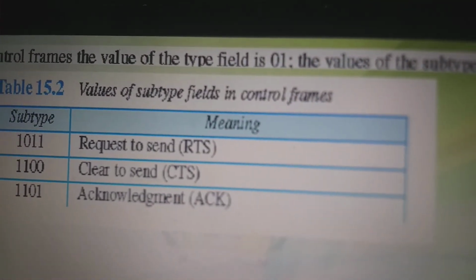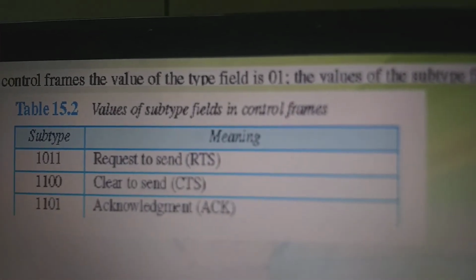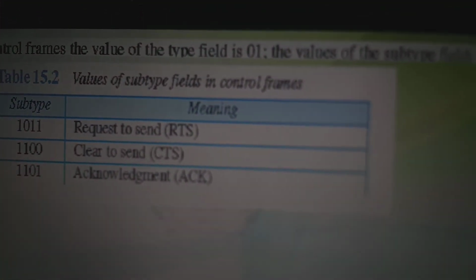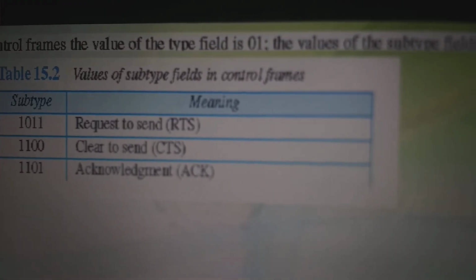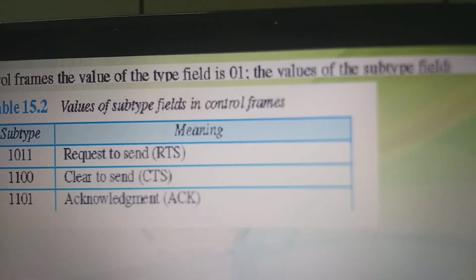So these are the values of the subfield types in control frames: 1011 request to send, 1100 clear to send, 1101 acknowledgement.